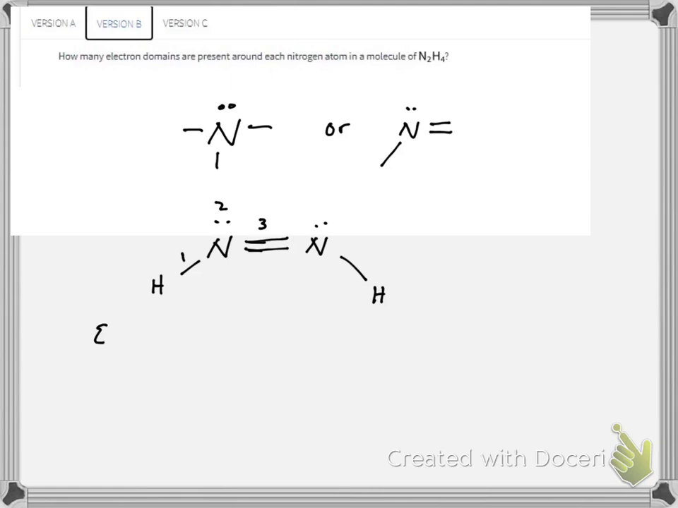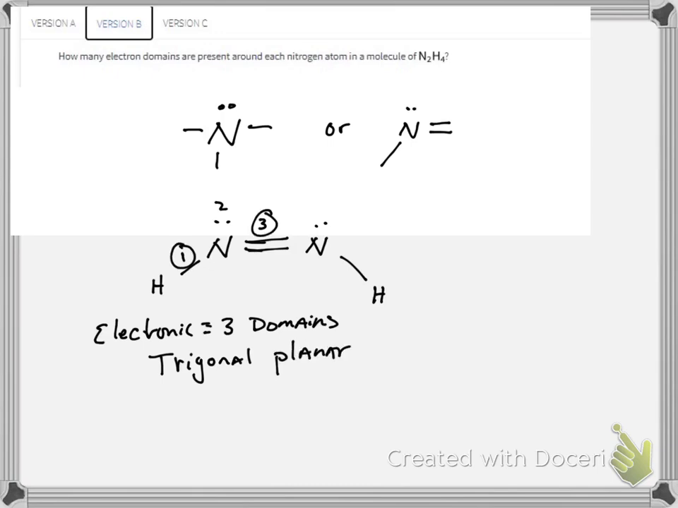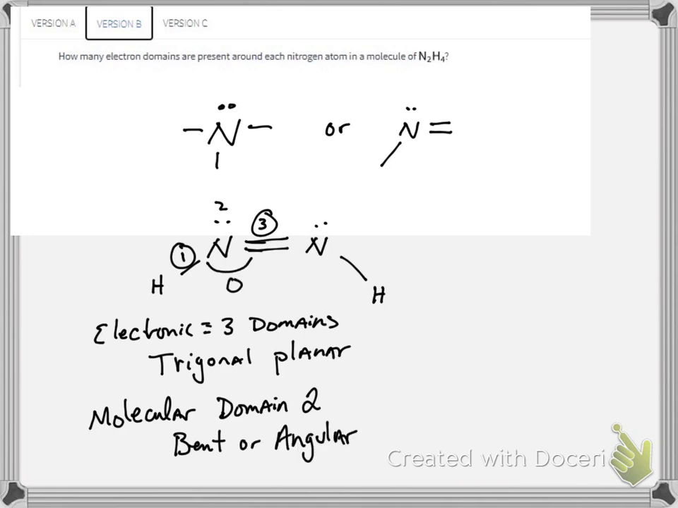All right, so we start looking at the electronic domains around each nitrogen. Well, we count them up. A double bond counts as a domain, a lone pair counts as an electronic domain, and a single bond counts as 1 domain. So a total of 3 electronic domains, which is trigonal planar. And now if we want to determine the molecular domain, we see that there's only 2 molecular domains, leading to the bent or angular molecular geometry.